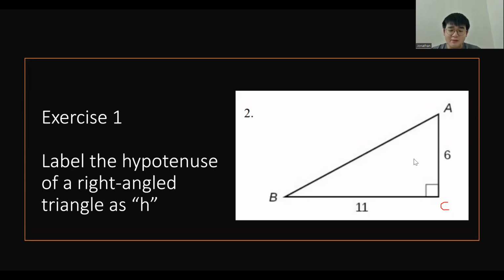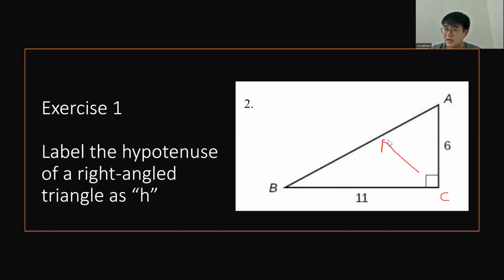Okay, why do you say it's AB? It is opposite the right angle and it is the longest. This one is really obvious, right? This one, AB, is the longest side. So we can say that the hypotenuse is AB.